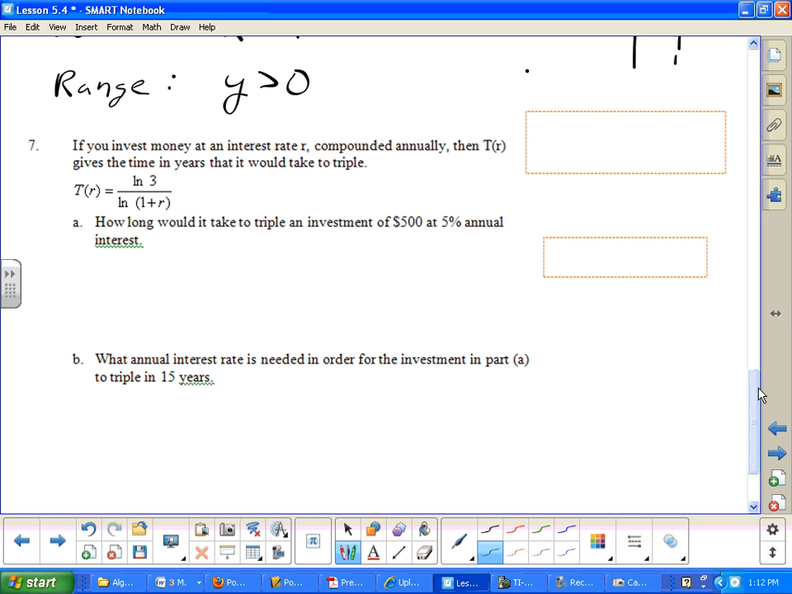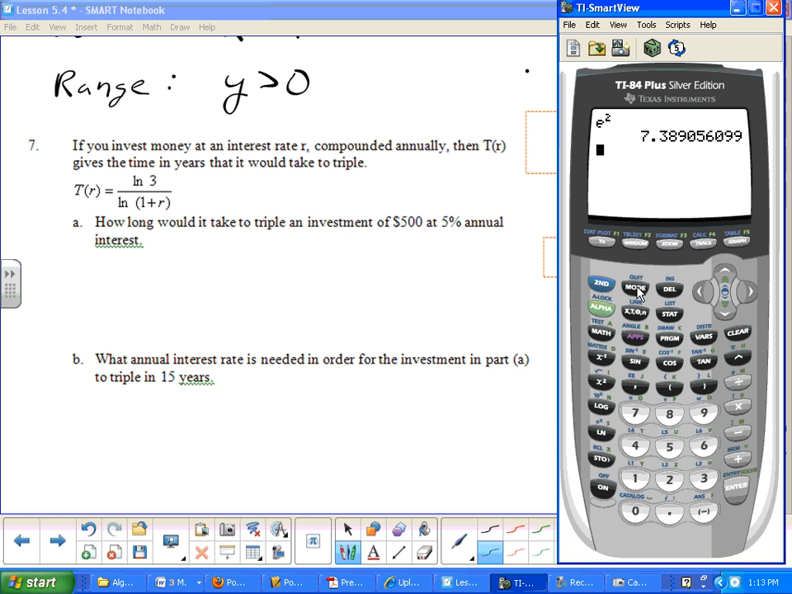Okay. So all I need to do is put a number in for r, right? What number are we going to put in there? 0.05? Okay. So we've got, oh, that's right, we've got this fraction key. I love that fraction key. The natural log of 3, close your parenthesis, and the natural log of 1 plus 0.05. So how long would it take to triple an investment of $500? It would take 22.5 years. Okay.